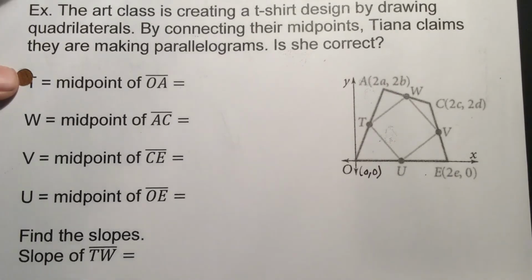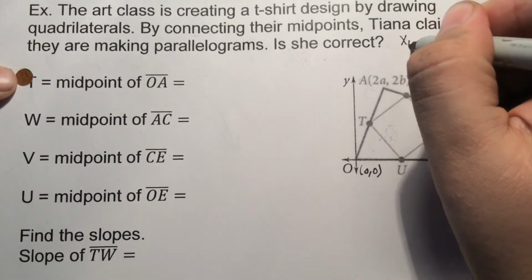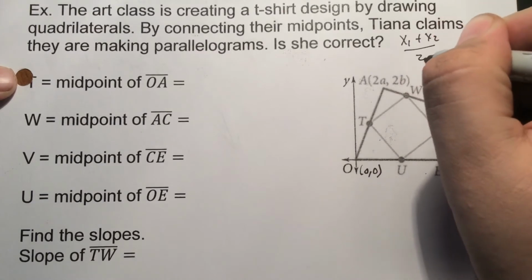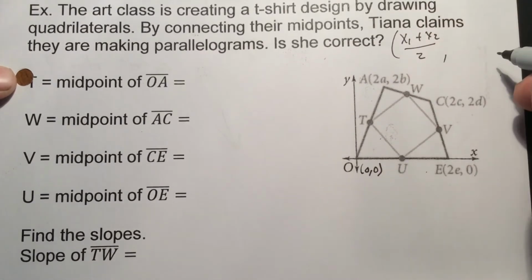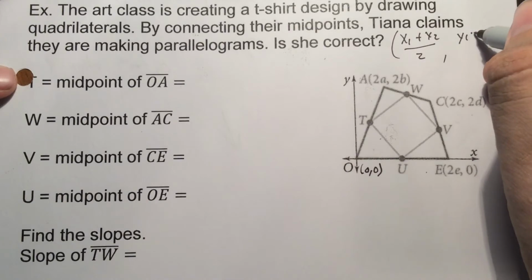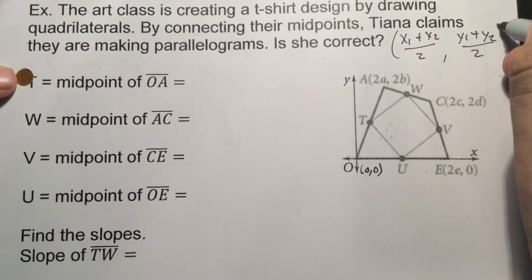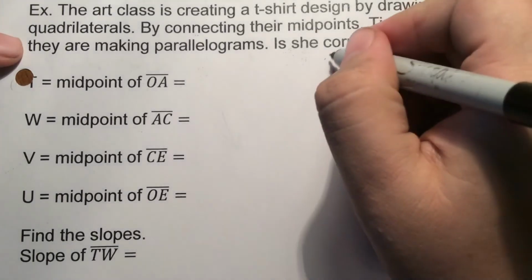So from there, we're going to start by finding midpoint. Midpoint is where we take x1 plus x2 and divide by 2. And that's our first point. That's our x's. We do y1 plus y2 divided by 2. And that's the other side. So this is midpoint.